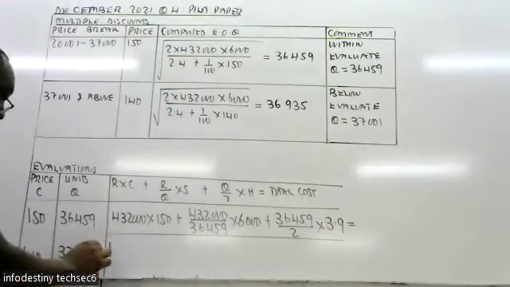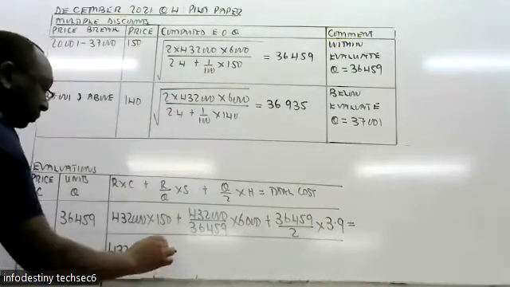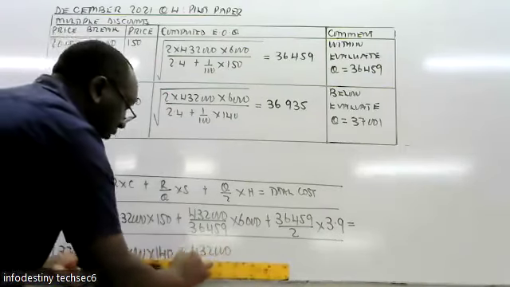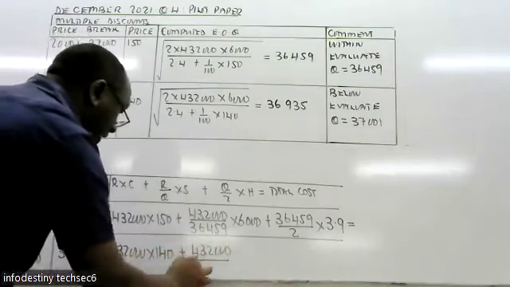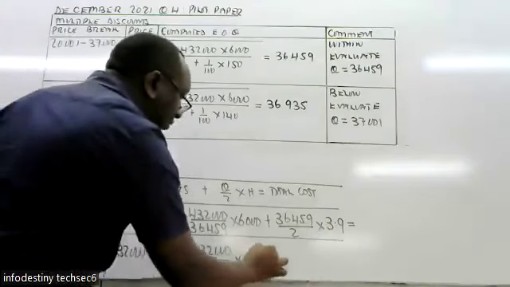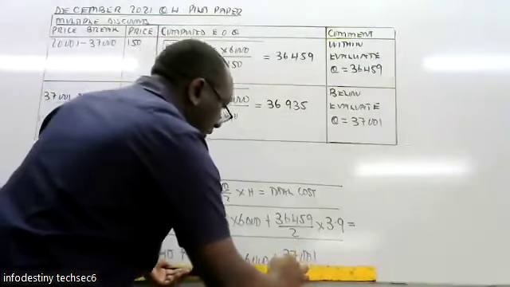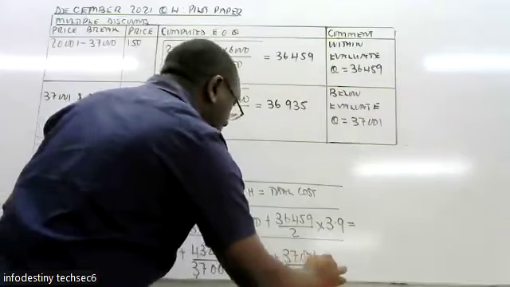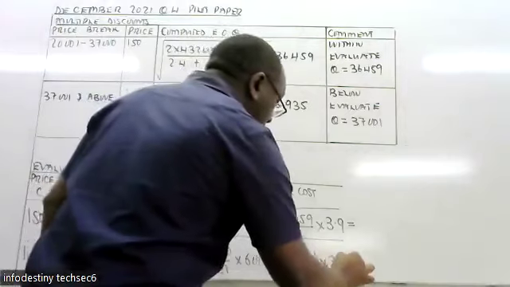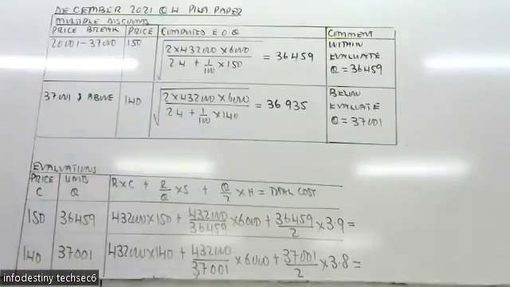Do the same here for that 2,000 times 140 plus for that 2,000, you divide by 37,001 multiplied by 6,000 plus 37,001, you divide by 2 multiplied by 3.8. Now the one that comes out with the cheaper cost, that is the one we will take.